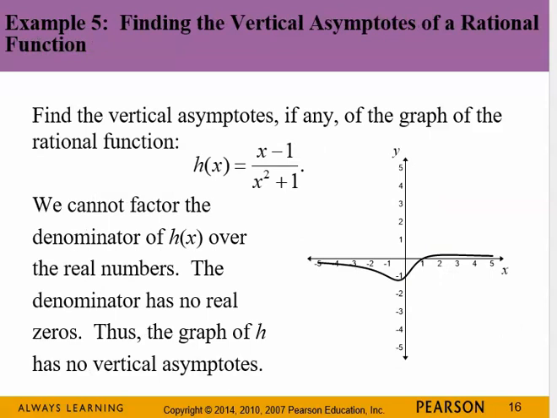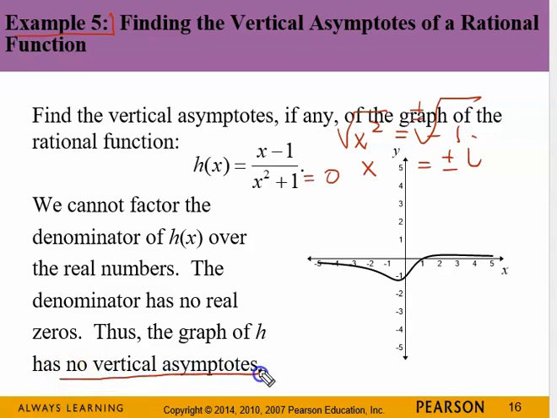In example 5, as we look at it, we're asked to find the vertical asymptotes of this function. Well, the graph looks like this, but notice if we take our denominator and equate it to 0, we're going to get x squared equals -1. And if we take the square root of these two sides, we get x equals plus or minus i. The square root of -1 is i. So that's not a real number. So in this case, where there are no values that make our denominator 0, there is no vertical asymptote.